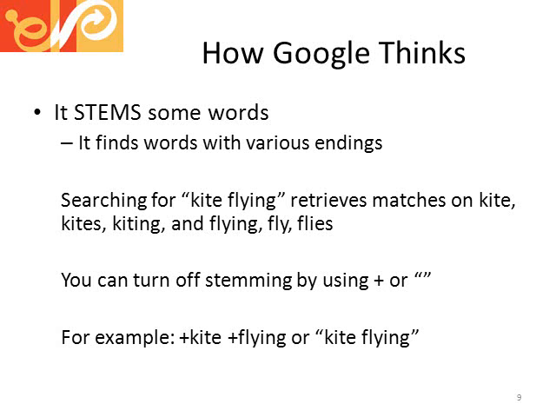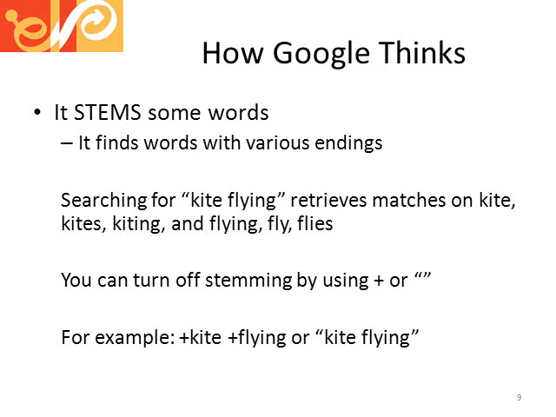Google stems words to allow for various endings and verb tenses. If you search for kite flying, you will get results that show words kite, kites, kiting, flying, fly, and flies. If you don't want Google to stem your words, you can tell it not to do that. A plus sign forces Google to just search for that specific term. If you only want to search for the word kite or the term kite flying, you can use a plus sign or quotes to make your search very specific.